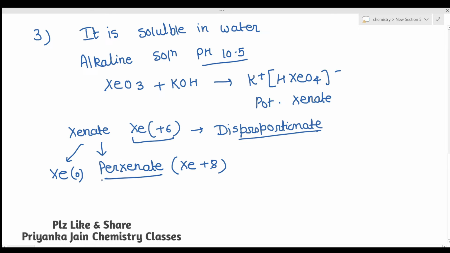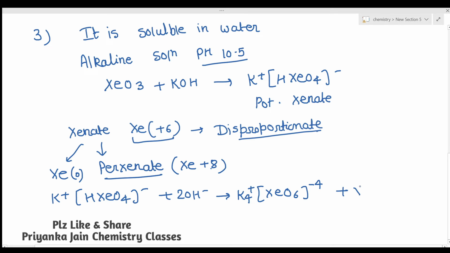So this reaction is known as the disproportionation reaction. See how this reaction happens. K plus HXeO4 minus plus 2OH minus, it is reacting with the 2OH minus ions and it is forming K4 plus XeO6 minus 4 plus Xe xenon plus O2. Here this K4XeO6 is called the potassium perxenate.